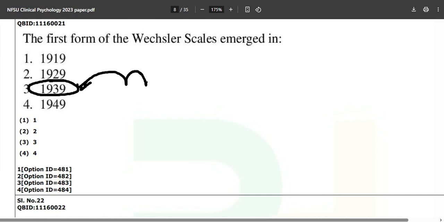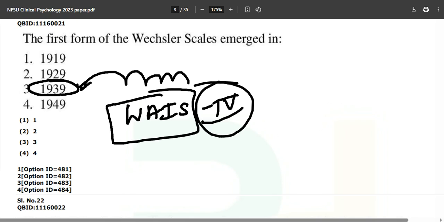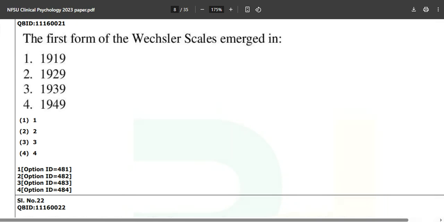Then it goes to revisions 1, 2, 3, 4, up to WAIS-4. You may have heard this. Now what is the performance scale, what is a subtest, and all those things you need to take care of. And the ebook will summarize all of these things.